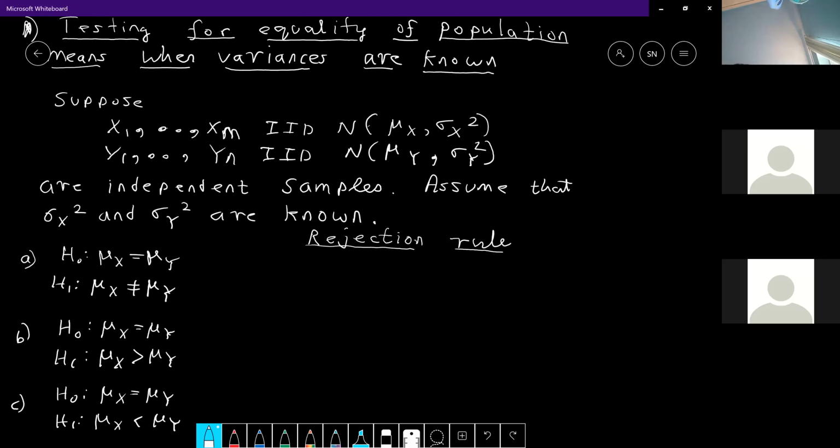The rejection rule for each of them is as follows. For the first one, the rejection rule will be as follows. So here x bar is the sample mean for the first sample, y bar is the sample mean for the second sample, and sigma x squared and sigma y squared are the population variances, which we are assuming to be known, and m is the sample size for the first sample, n is the sample size for the second sample, right?